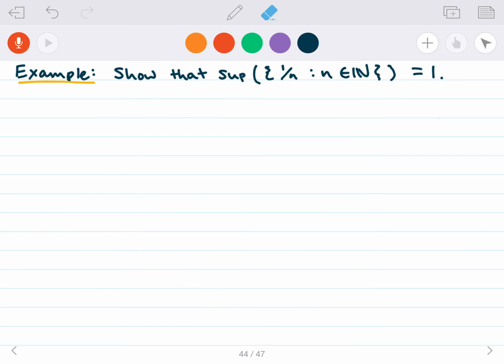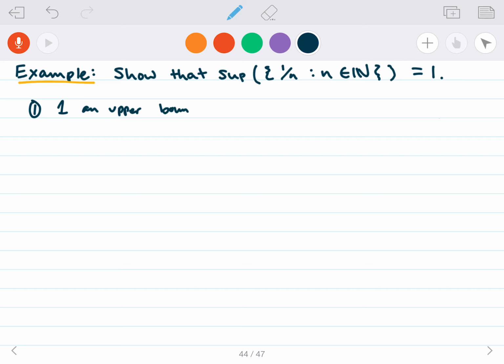So for this example, we want to show that the supremum of this set is going to equal 1, where the set is 1 over n, and n is a natural number. So we want to show the two things from theorem 1.3. The first thing is 1 an upper bound.